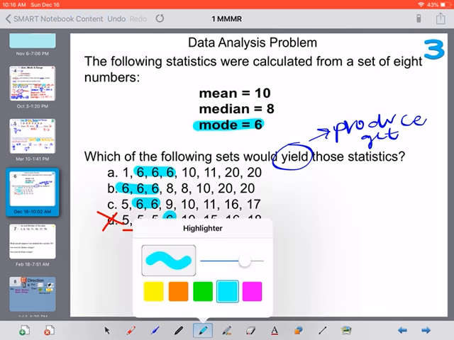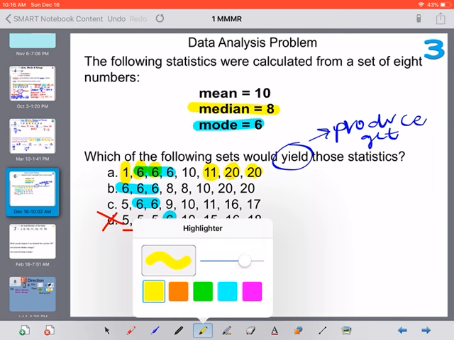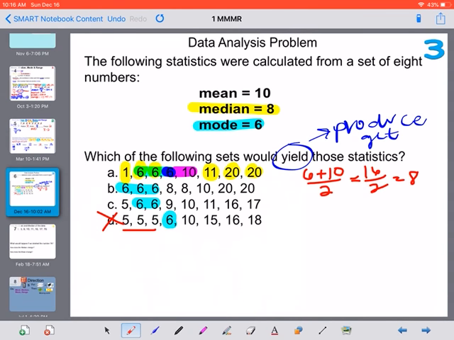Next, I'm going to look at the median, which is the number in the middle. It's super helpful that they already put them in order for us. So our number in the middle has to be 8. So if we cross off numbers on either side, 1 1, 2 2, 3 3, 4 4, we have 2 numbers in the middle here, 6 and 10. So we add those up and divide by 2. 16 divided by 2 is 8, so it could be that one.